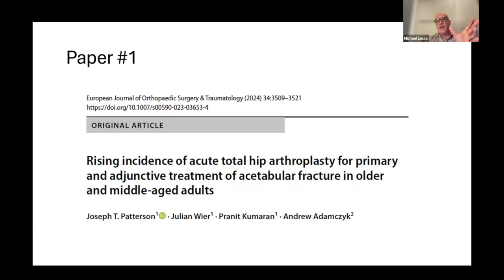Some of the other simple things that they looked at were insurance status. So obviously this is going up in Medicare patients over the age of 65, but kind of to be expected.